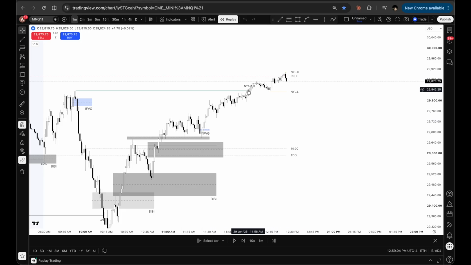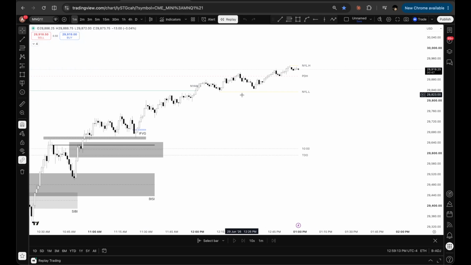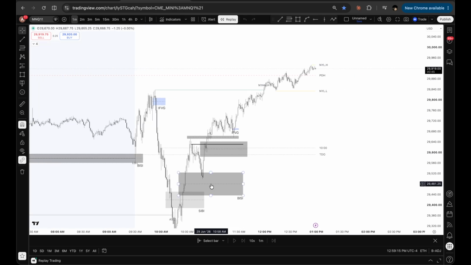We made an SMT with AM high, but we did not reject lower. Got a previous day high SMT, and we have not rejected lower. So there's literally nothing to take. We are just a slow, painfully slow grind up.